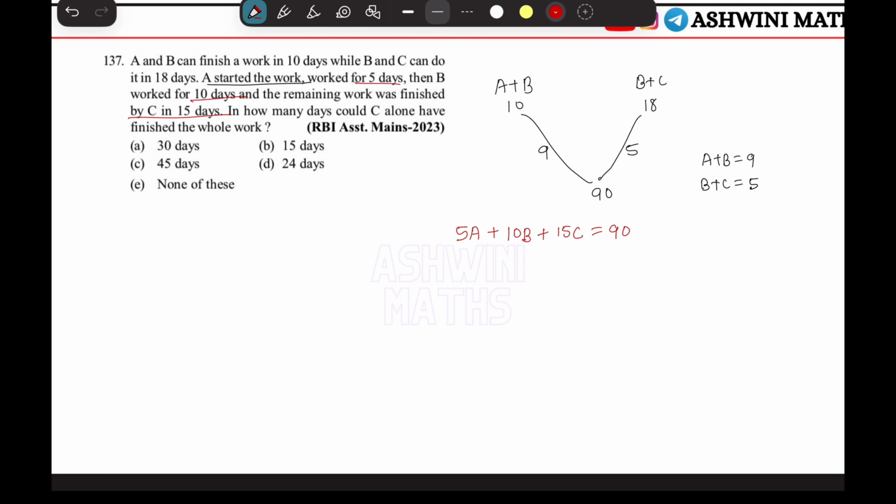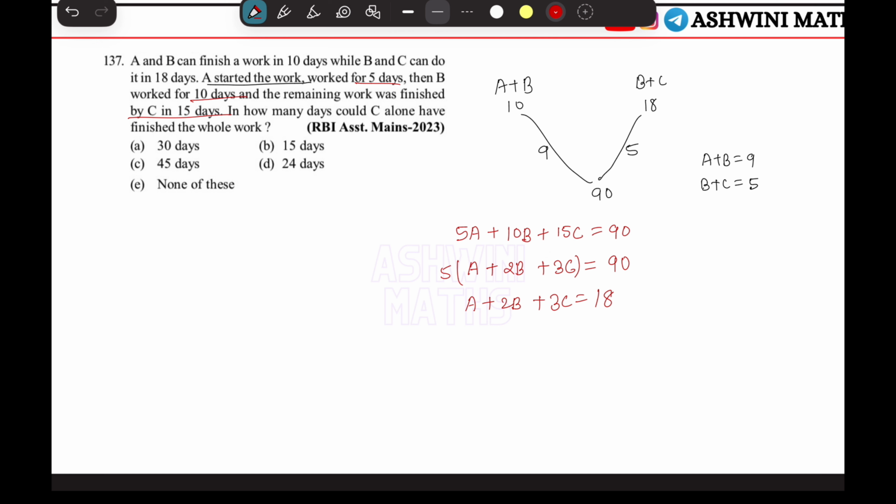Now take 5 as common, it will result in A plus 2B plus 3C is equal to, we will take 5 here, 90. So it would result in A plus 2B plus 3C is equal to 18. Clear? Now the main goal is we have to find how many days C will alone finish the work.